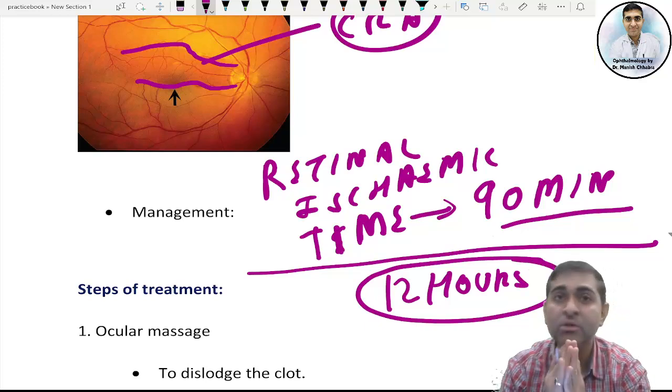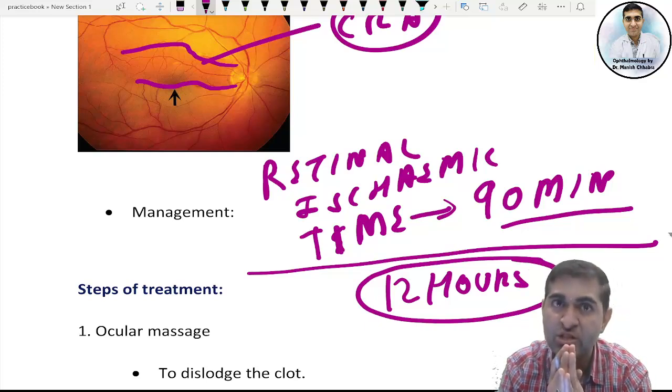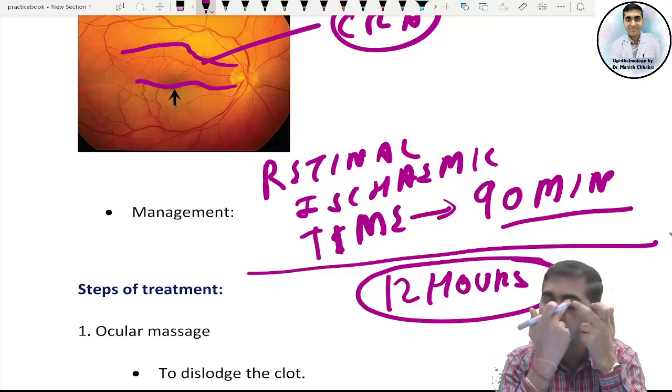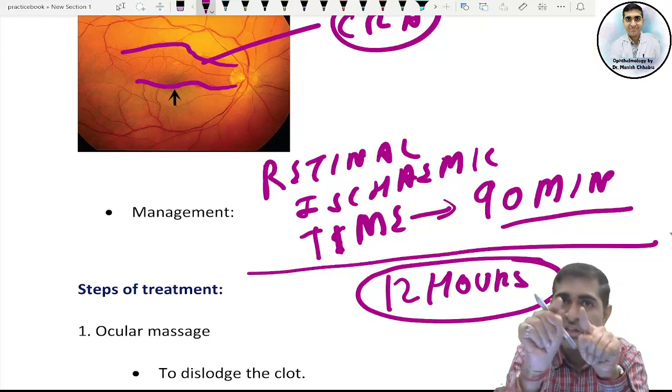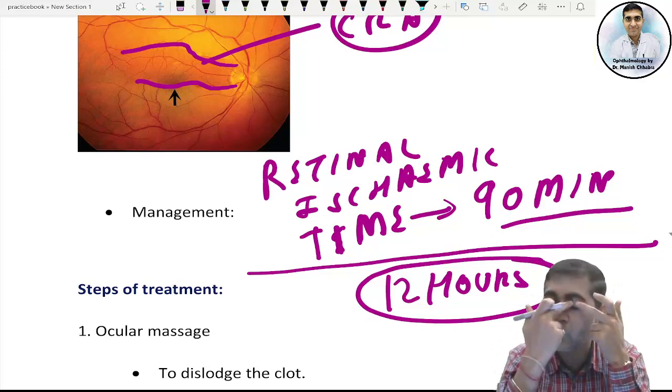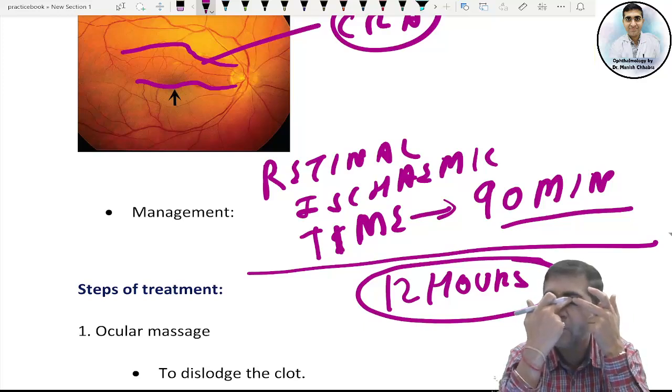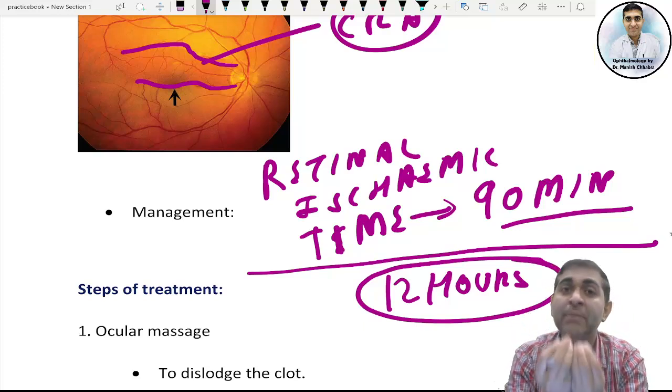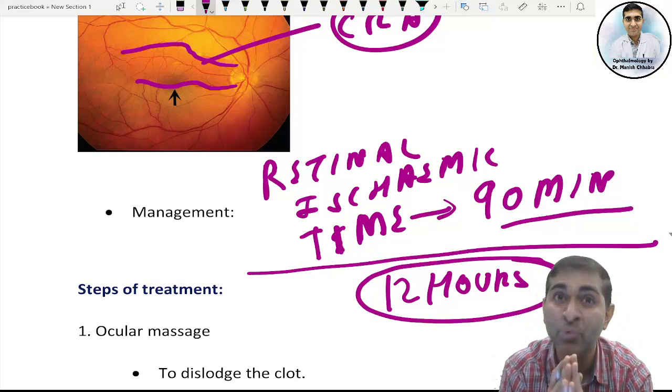Okay, now the patient has come to me. What will be the first and foremost thing which I am going to do? I am going to do ocular massage, massaging the eyeball. Ask the patient to close the eye, then do ocular massage. Massaging the eyeball sometimes may dislodge the embolus. First.